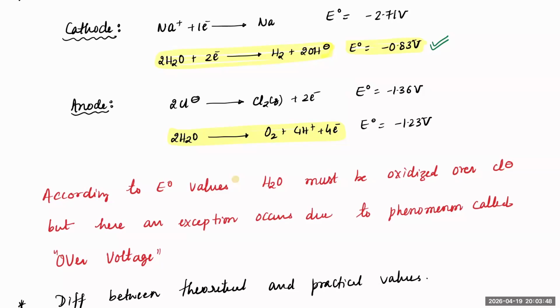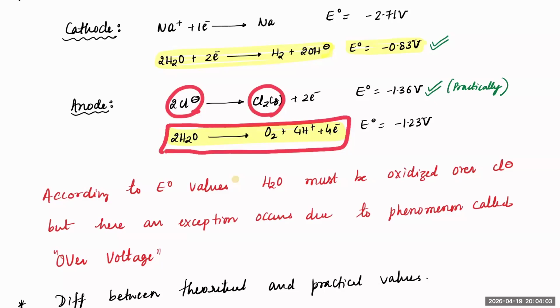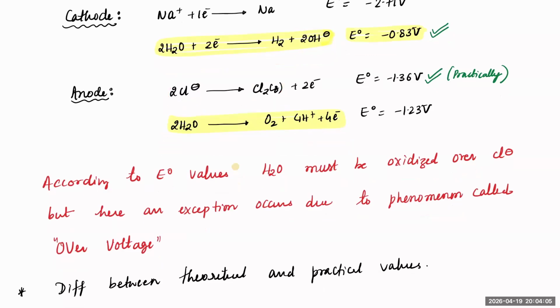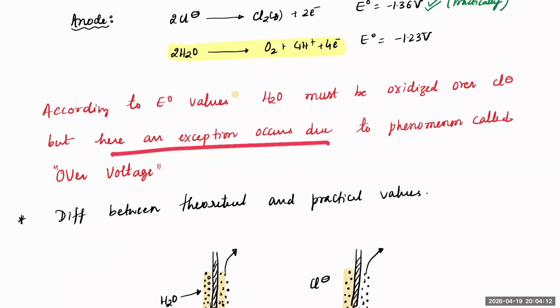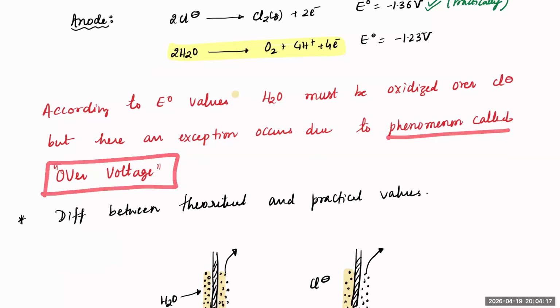Practically, it is the chloride which wins over water. So chloride will get easily oxidized as compared to water. Let's understand the reason behind it. According to the E naught values, water must be oxidized over chloride, but an exception occurs here due to a phenomenon called overvoltage. The term you are looking out for is called overvoltage.